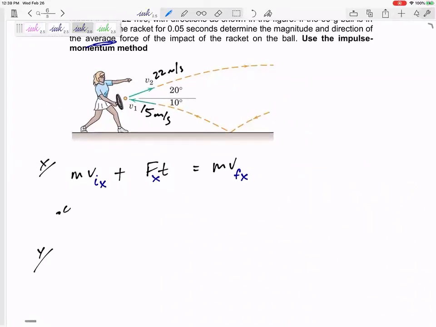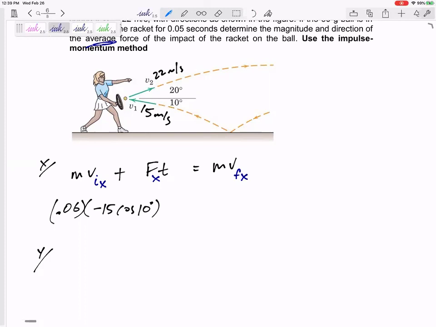All right, so here we go. The mass of the ball, 0.06. The initial velocity, only look in the X direction. All right, y'all can go ahead and write it in there. Y'all wrote 15 cosine 10, but what am I leaving out? Yeah, negative 15 cosine 10. Hopefully y'all already knew that. Direction matters, pluses and minuses.